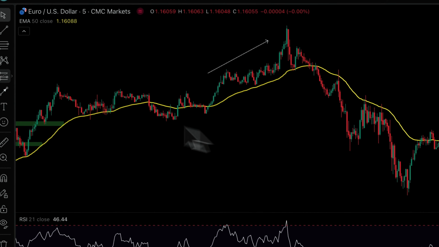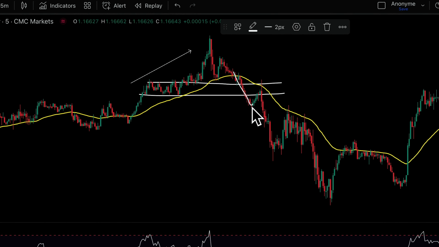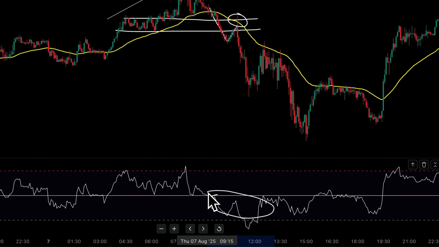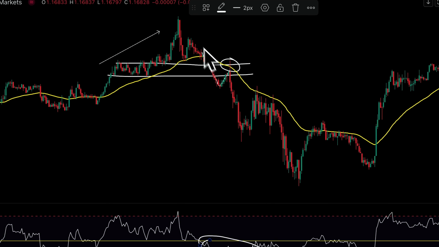Right after that, the market will break below the 50-period moving average, bounce off the 50-period moving average, and fail to move back above it. So here, you have the indication that the 50-period moving average is now becoming a resistance. The trend has just reversed. You have the support break and the break below the 50-period moving average. On top of that, you also have the break below the 50% zone on the RSI.